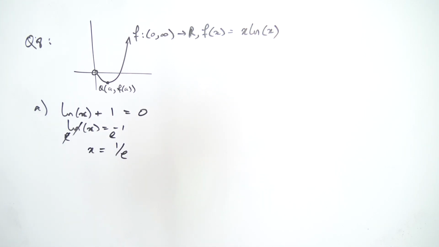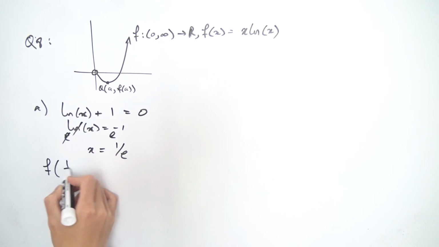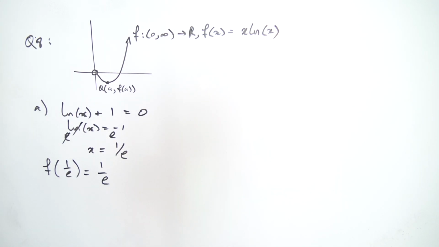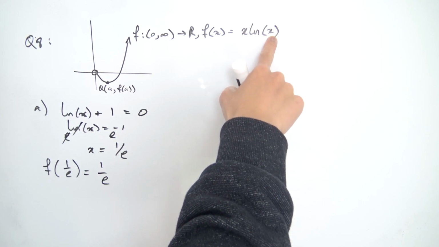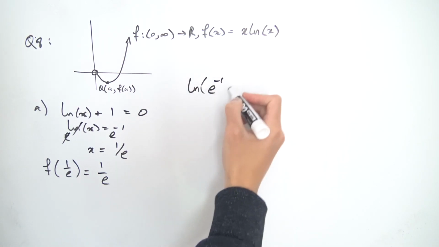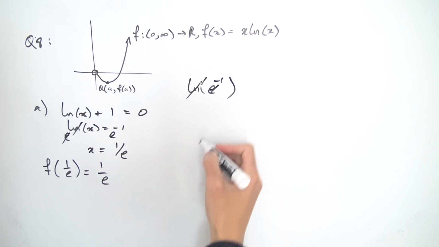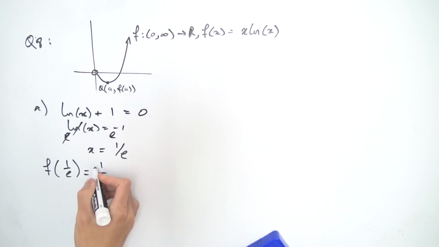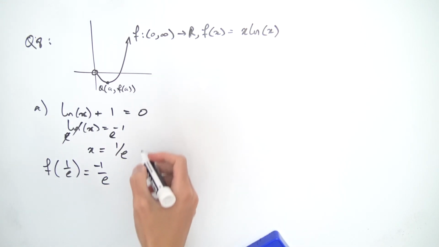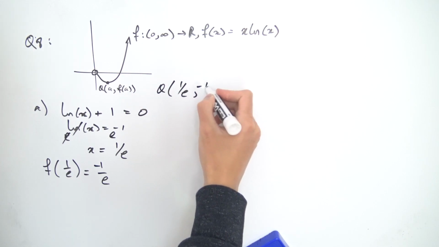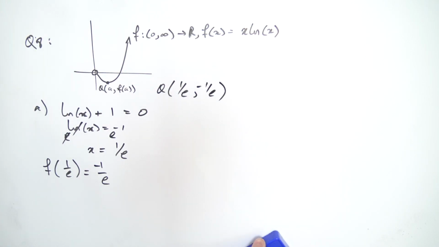And now to find the y coordinate, we simply plug this back into f of x. So f of 1 over e is equal to, well, x, we get 1 over e, and then plugging 1 over e into natural log of x, well, remember 1 over e was e to the minus 1, and if you take natural log of this, natural log and e cancel each other out, leaving you with a negative 1. So you just multiply by negative 1, and that's your y coordinate. So the coordinate Q is simply 1 over e, comma, minus 1 over e. And that's how you do part A.